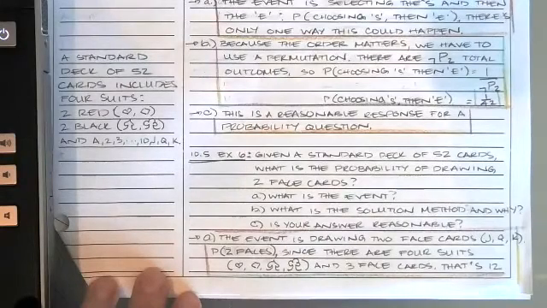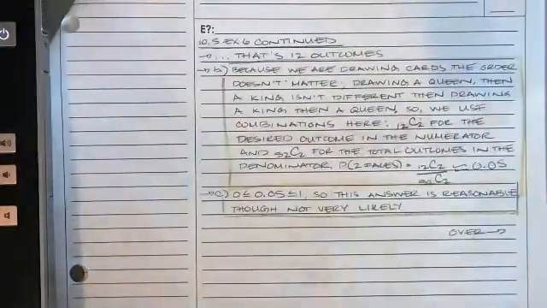So part A, the event is drawing 2 face cards, so a jack, a queen, or a king. So that's the probability of 2 faces. Since there are 4 suits, the hearts, the diamonds, the spades, and the clubs, and 3 face cards, that's 12 outcomes that we want. So because we are drawing cards, the order doesn't matter. So drawing a queen, then a king isn't different than drawing a king and then a queen. So we use combinations here instead of permutations.